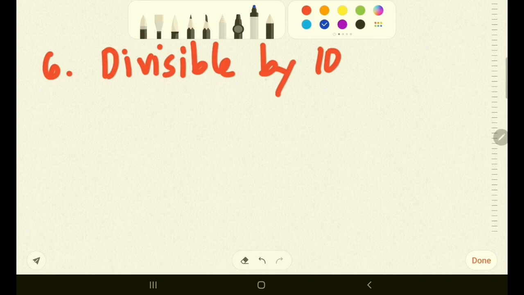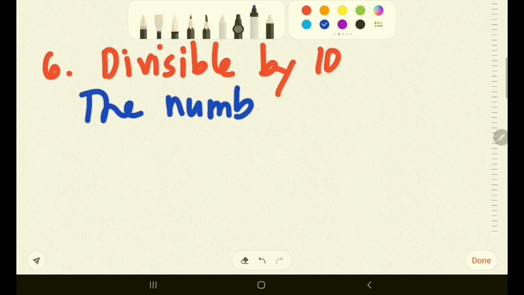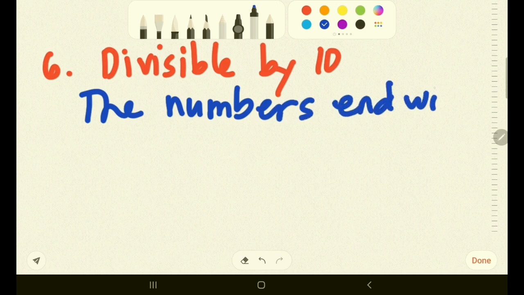This is very easy also, because you just look at the last digit of the number, what the number ends with. So if the number ends with 0, then definitely that number is divisible by 10.